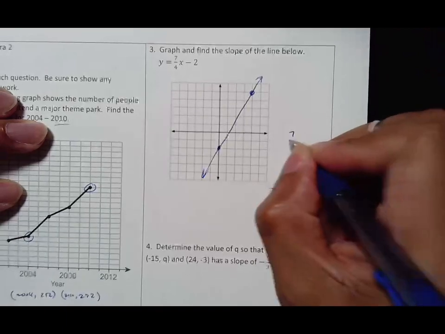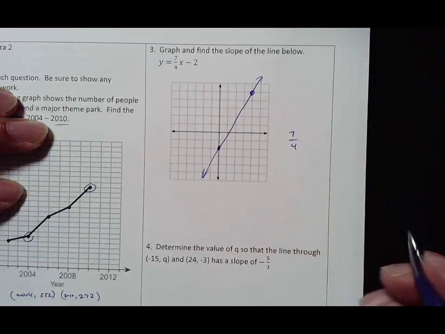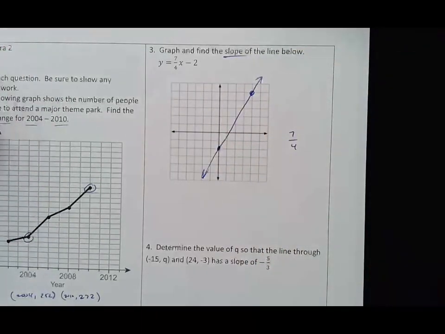And again, your slope is 7/4. So somewhere over there you need to tell the slope. That's why I told you to underline that part, not just the graph, but actually the slope as well.